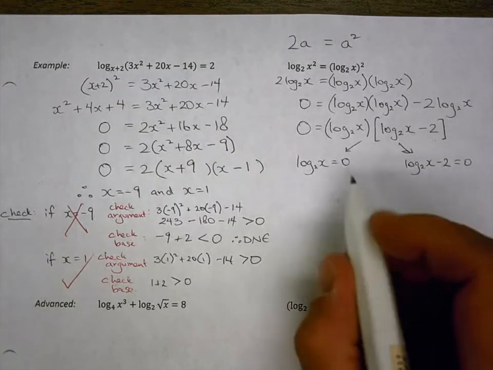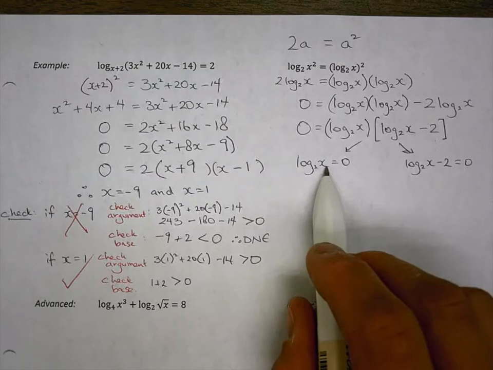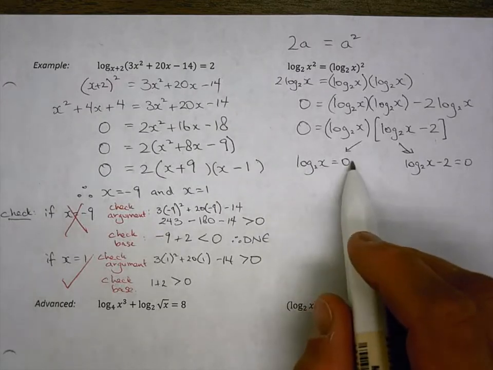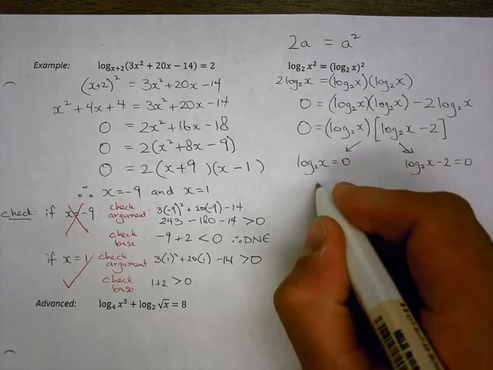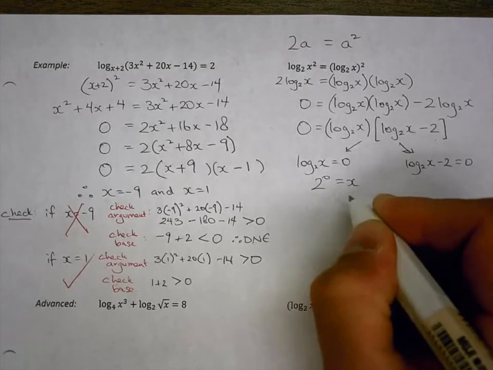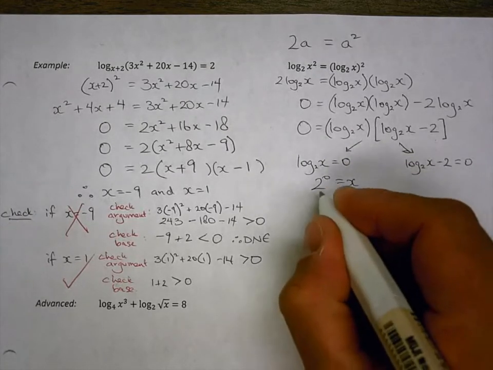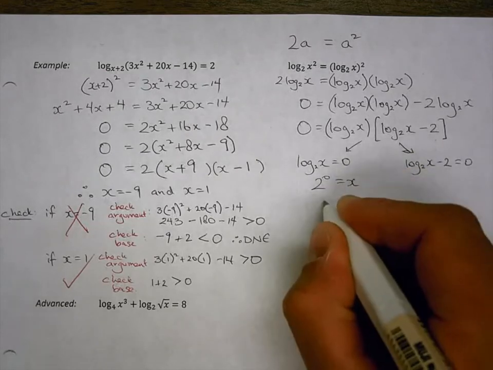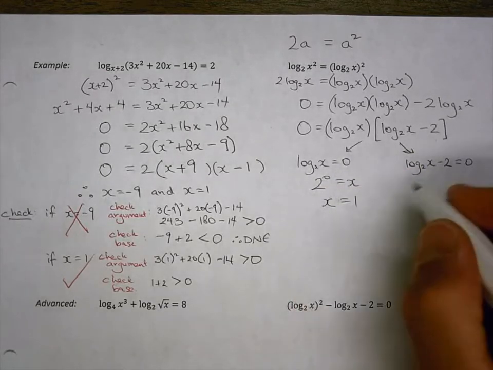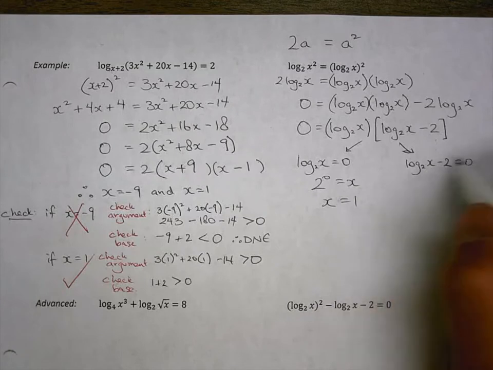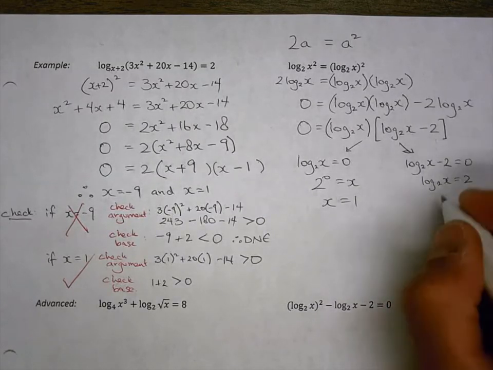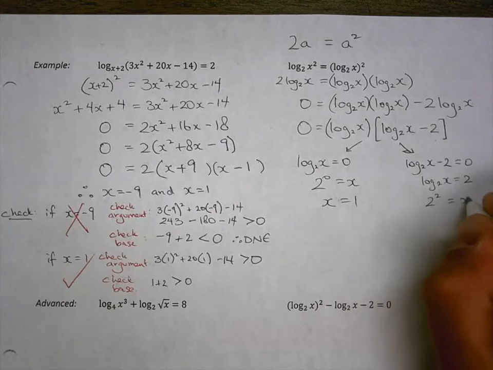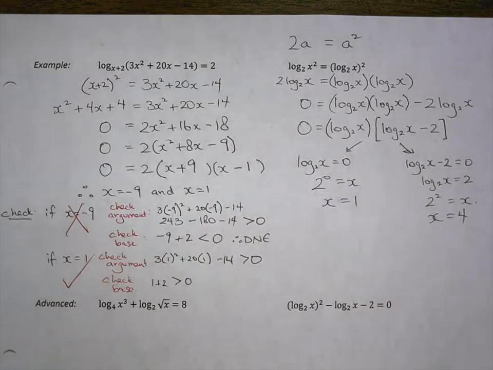So how do I solve this though? How do I figure out what x is with a log expression like this? Well, we just learned in this lesson I can rewrite it as an exponent: 2 to the power of 0 equals x. Anything to the power of 0 is always 1, so the answer here is 1. Over here, I can solve this if I bring 2 to the other side. Then I rewrite as an exponent: 2 to the power of 2 is equal to x. Therefore, x is equal to 4.